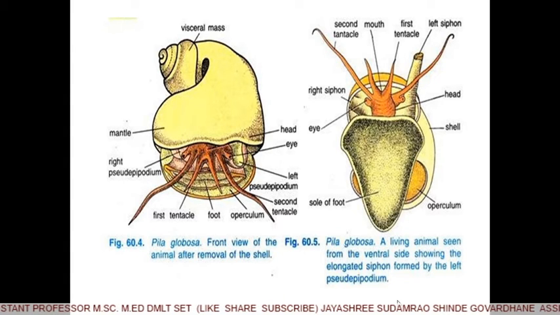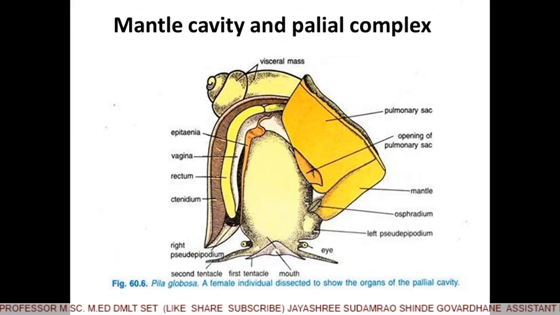Then see the next diagram. See mantle cavity and pallial complex, what it consists of actually. You can see here the visceral mass, pulmonary sac. Then this is the mantle, this leaf-like structure, osphradium, left pseudopodium, right pseudopodium, ctenidium, rectum, vagina, epithelium. The diagram is of a female individual dissected to show the organs of the pallial cavity. Let us see one by one.